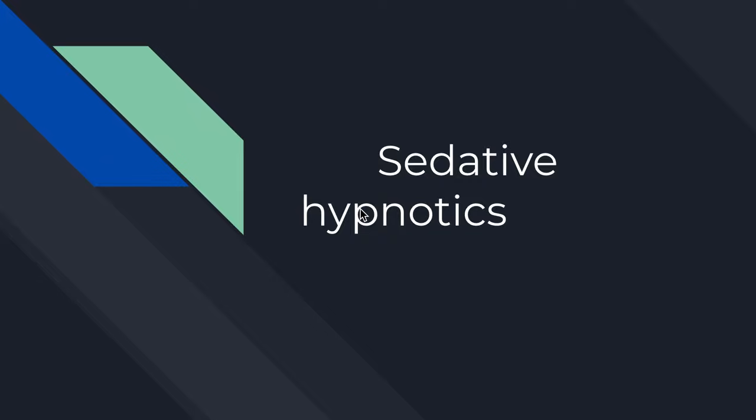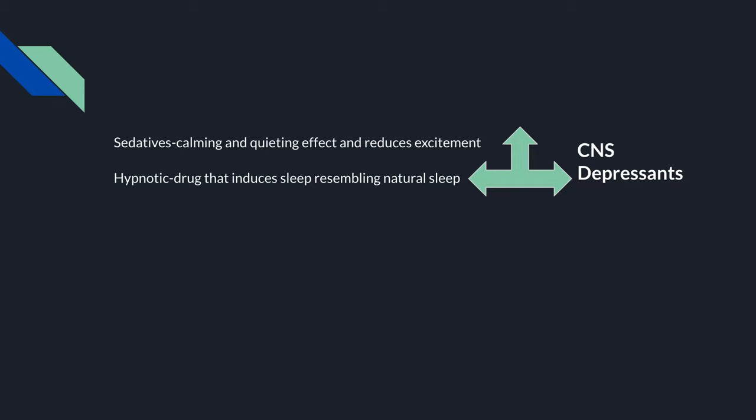So now let's talk about sedative hypnotics. Sedatives are drugs that have a calming and quietening effect on the body and reduce the excitement, whereas hypnotics are drugs that induce sleep resembling natural sleep. Now, although they're both CNS depressants, they differ in the time action and dose action relationship.